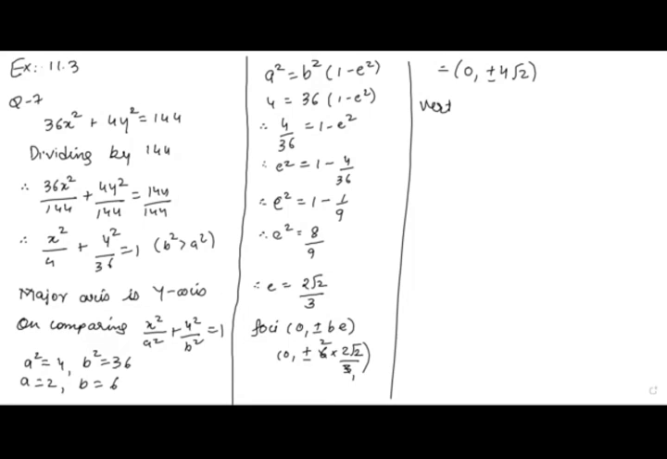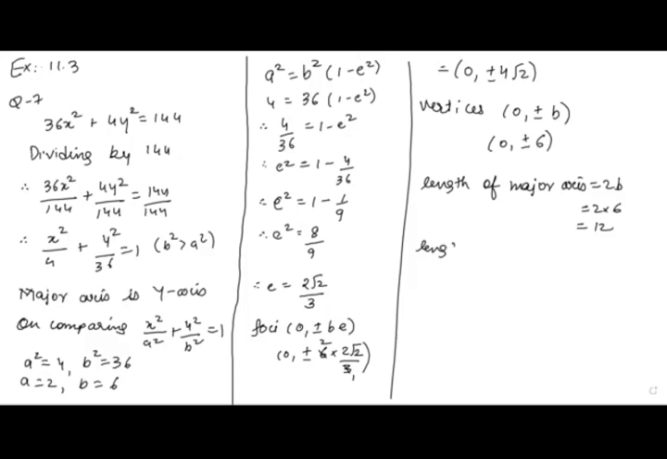Then vertices. You know that your major axis is y-axis, therefore the vertex will be 0 comma plus minus b. The value of b is 6, so 0 comma plus minus 6. Length of major axis here is 2b, so 2 into the value of b, which is 6, gives 12. The length of minor axis is 2a, so 2 into the value of a, which is 2, so it will be 4.